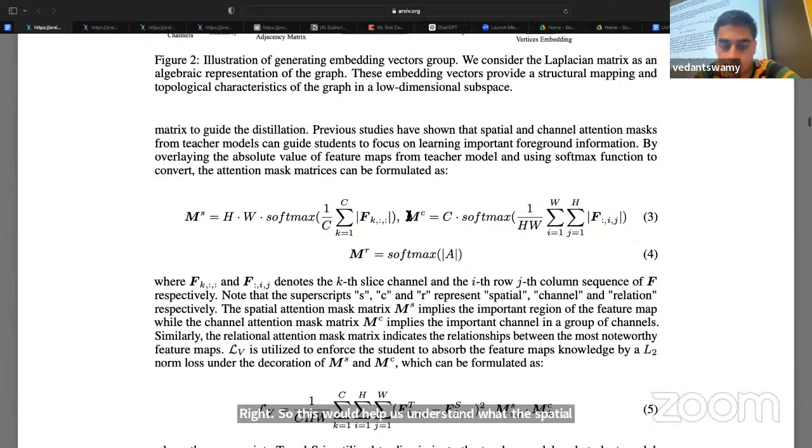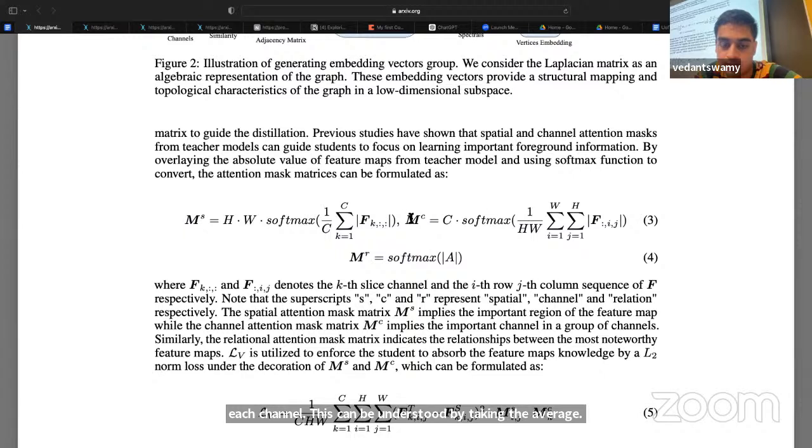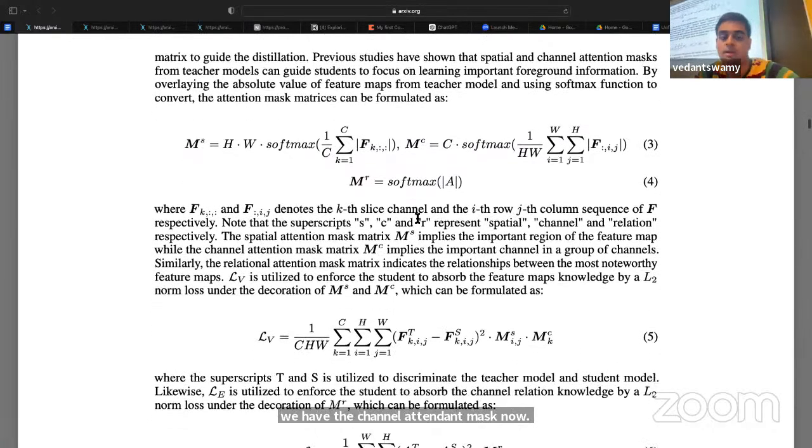Then to get the channel attention mask, again, we need to understand how much weight we must give to each channel. This can be understood by taking the average of the entries inside the feature map, and then again applying softmax to it to get the weight, and therefore we have the channel attention mask now. So now we have the spatial attention mask, we have the channel attention mask, and therefore we can easily compute the loss function for the vertex by assigning it this much weight.